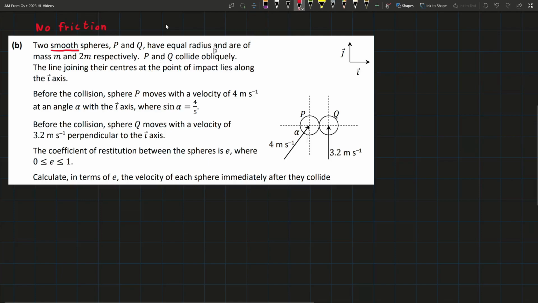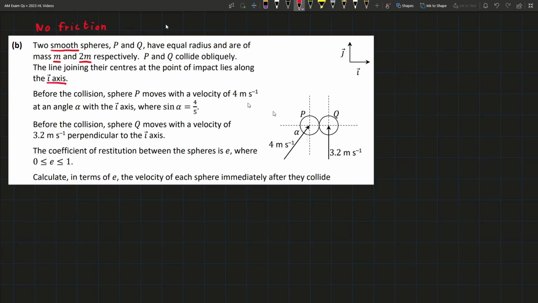Equal radius, I don't think that really matters. I think that's just saying that you don't need to worry about the size of the spheres when you're calculating when they're going to collide and stuff. And their mass of m and 2m, so that's also important, because the principle of conservation of momentum, you need to know what the masses are. They collide obliquely, which you can see in the diagram. They're not like directly colliding. One of them is moving at an angle. That's what that means.